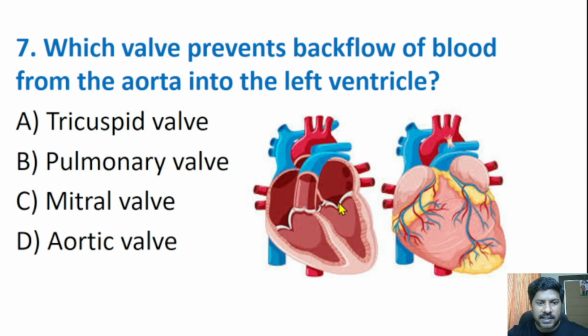On the left side there is the mitral valve, which separates the left atrium and left ventricle, and on the right side there is the tricuspid valve, which separates the right atrium and right ventricle. So there are a total of 4 important valves.